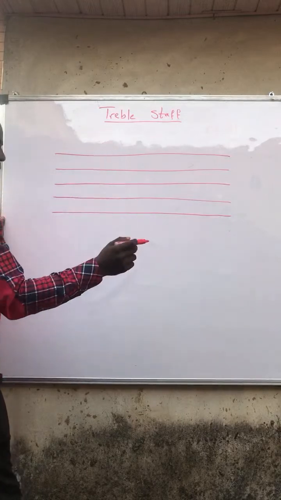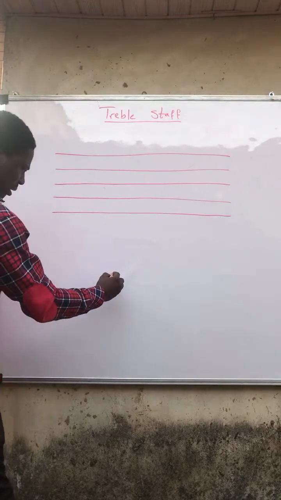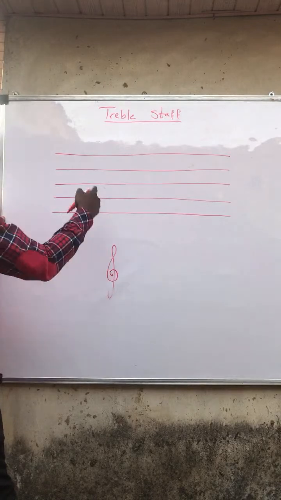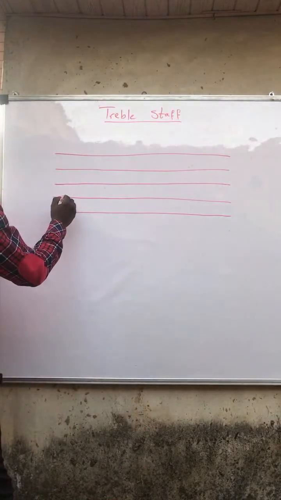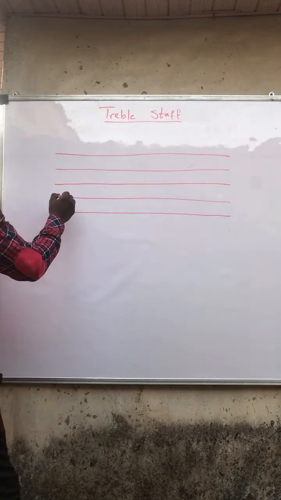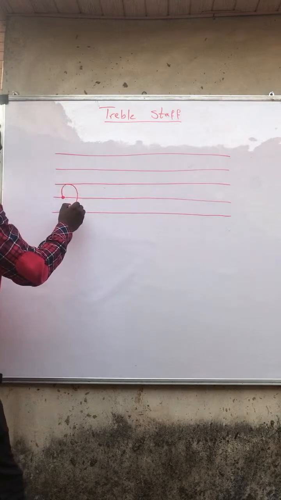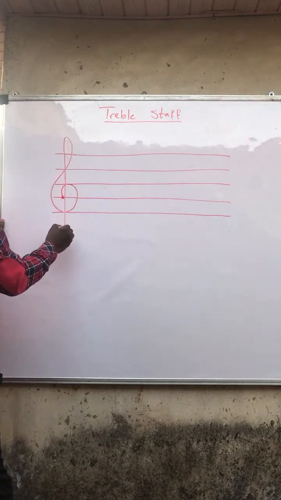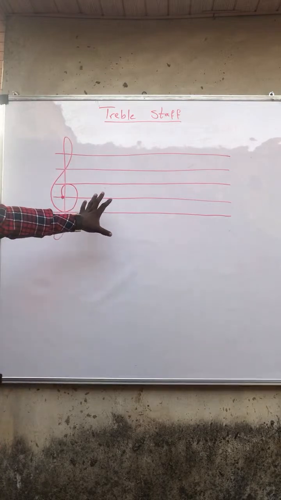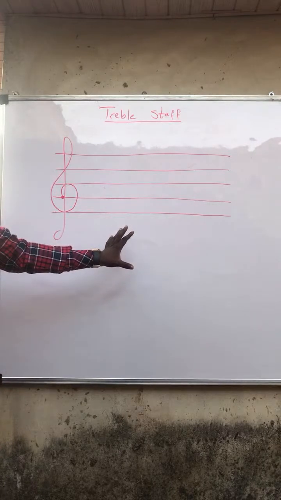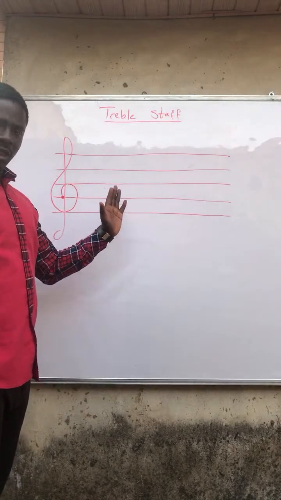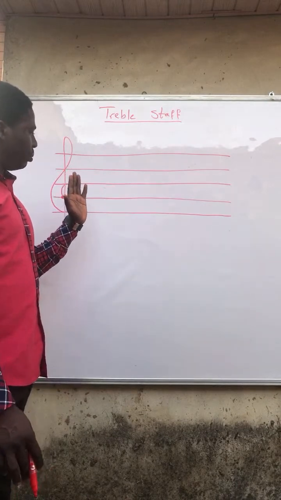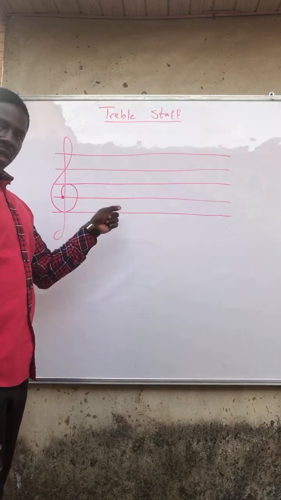So I'm going to draw the treble clef now. It looks like this. I'm going to draw it on the staff. You are going to start from the second line. That's the starting point. You draw to this side and straight up and down. So this is treble staff. This is where we write music. This is where Western music is written. We write music on this.